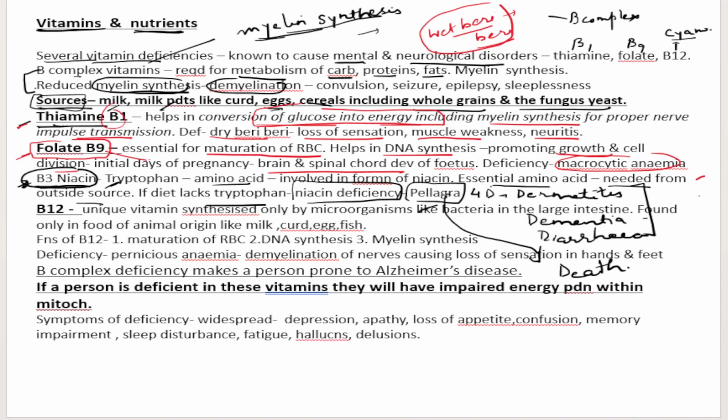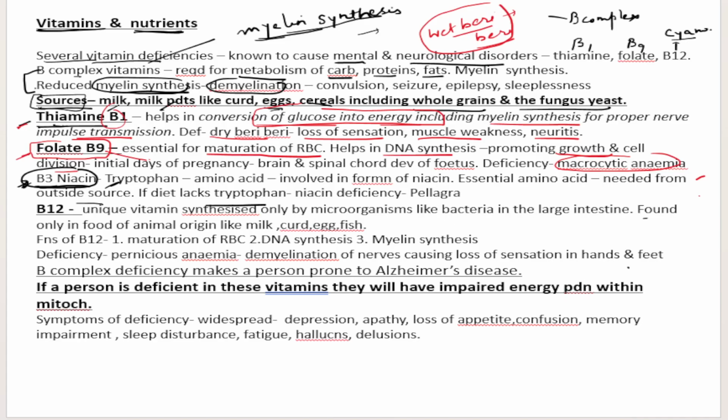Now we come to another important vitamin, that is vitamin B12, which is also known as cyanocobalamin. This is a unique vitamin that is synthesized only by microorganisms like bacteria in the large intestine, and it is only found in food of animal origin like milk, curd, eggs and fish.